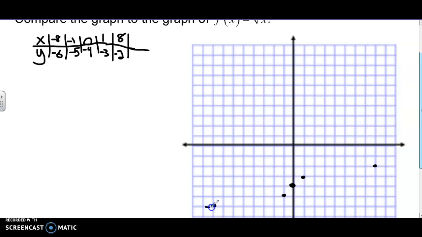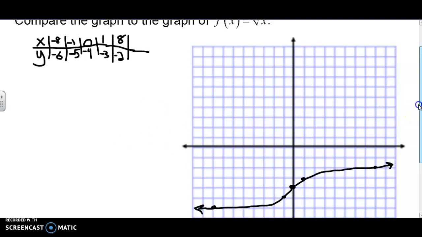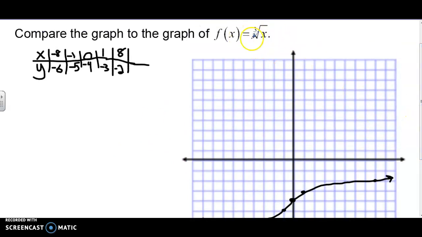Alright, and then we're just going to connect it with a nice smooth curve. See how I do here. I'm getting better. That's not too bad. Alright, there's our graph.